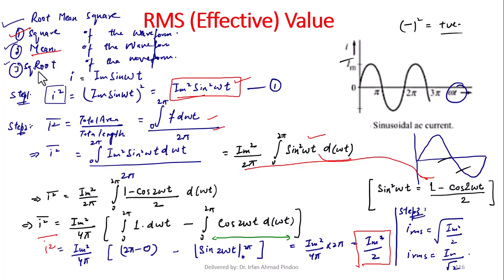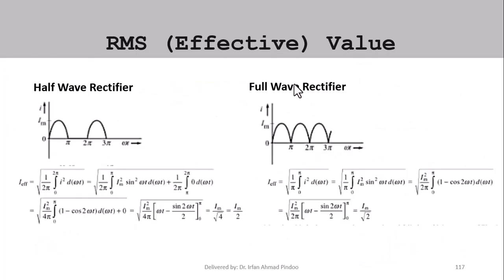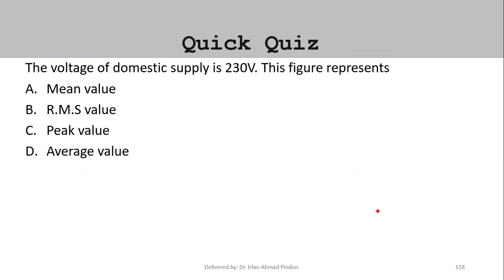Then the last step is root. We apply root on both sides. Once we apply root on this side, square and root get cancelled, and similarly on this side it becomes Im upon root 2. So this is the very important equation of RMS in terms of current. In the same way, we can also say Vrms is equal to Vm upon root 2. What is Im? It is the peak current. What is Vm? It is the peak voltage, right? In the same way, please calculate the RMS values for half wave and full wave. Take it as an exercise and remember the values that you get at the end.